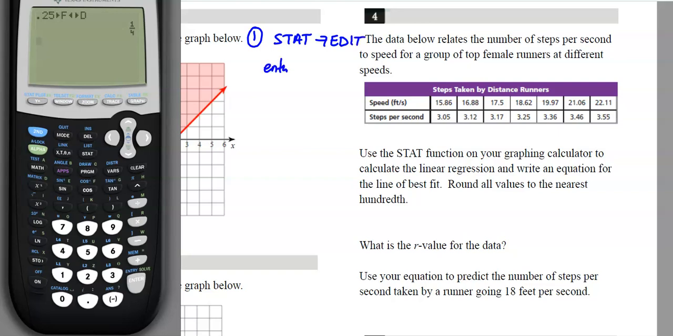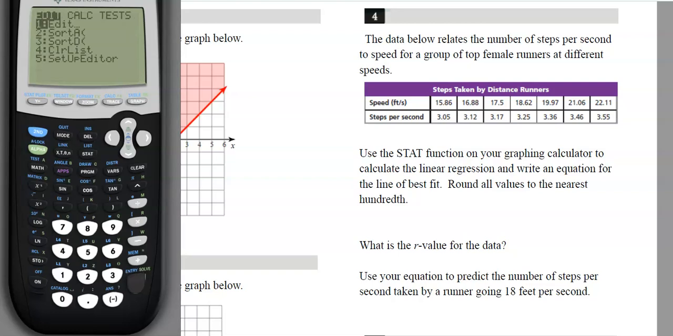And this is going to allow us to enter our data. So I click the stat button, and it's already on edit. So I just hit enter. And I have a couple lists. Now, if you have numbers in the list, I'm just going to pretend we had a couple numbers in here because you didn't clear it out after last time. To clear out the whole column, you just arrow up and then hit clear, enter, and that'll wipe out the columns.